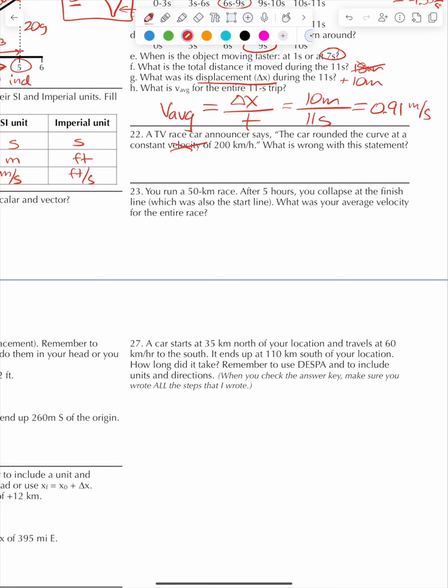Okay, I won't write it down. You heard what I said. You run a 50-kilometer race. After 5 hours, you collapse at the finish line, which happens to be also the start line. So in other words, you ended back where you started. What is your average velocity?